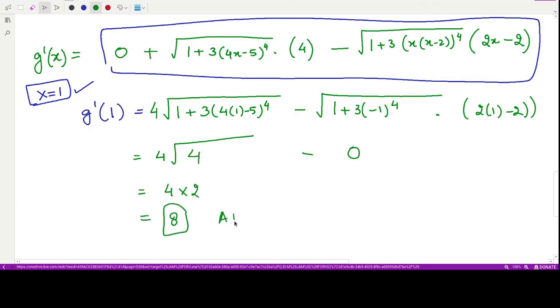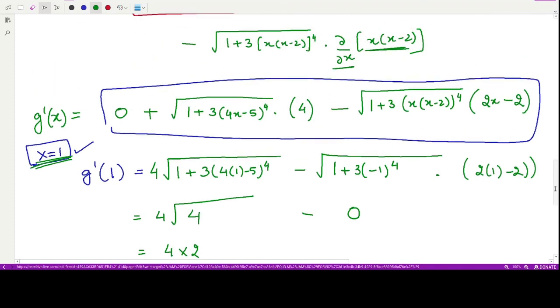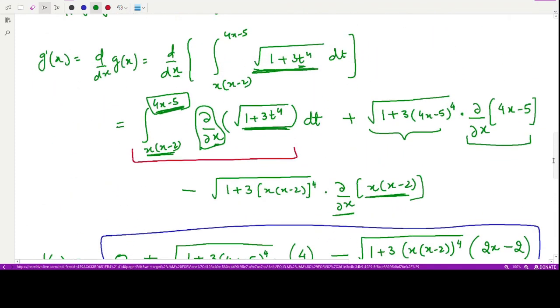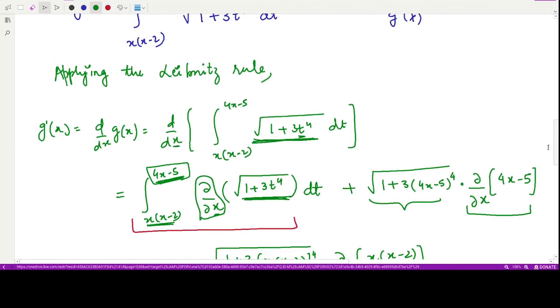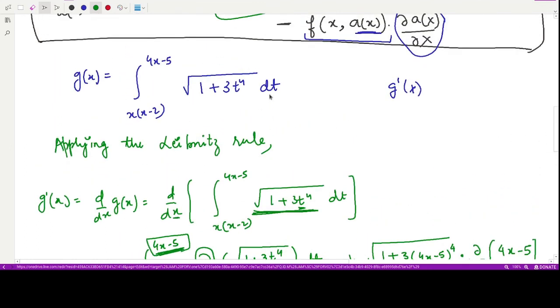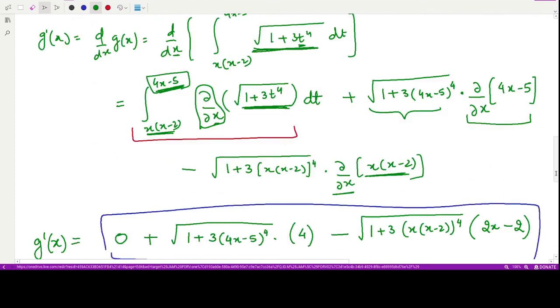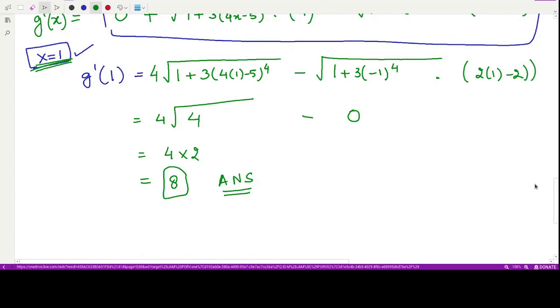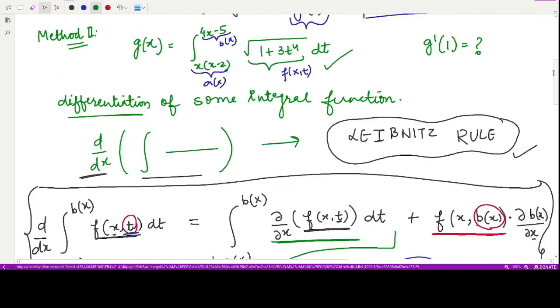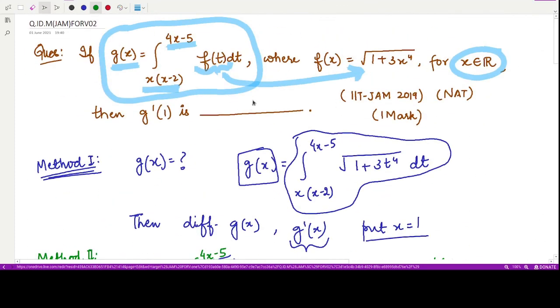So this is the value of g dash calculated at the point x equal to 1, right? You see, using this Leibniz rule, we have moved from g of x to g dash x without having to know the exact value for this function g of x. So that was our purpose here. So here the final answer is the value 8. Let me write down here, the answer to this question is 8. The value of g dash 1 is 8.